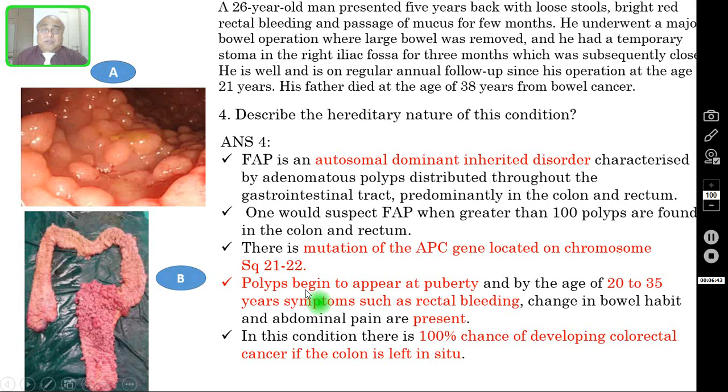The polyps usually begin to appear at puberty, and by the age of 20 to 35 years, symptoms such as rectal bleeding, change in bowel habit, and abdominal pain are present. In this condition, there is a 100% chance of developing colorectal cancer if the colon is left in situ.